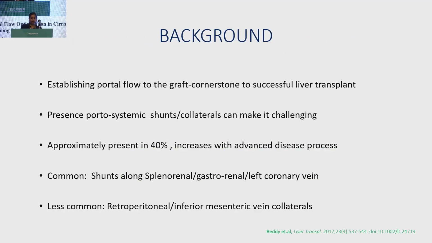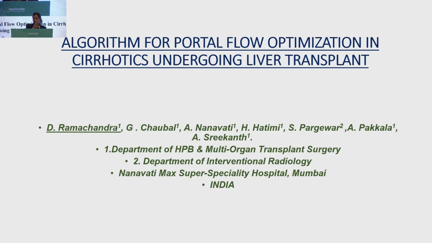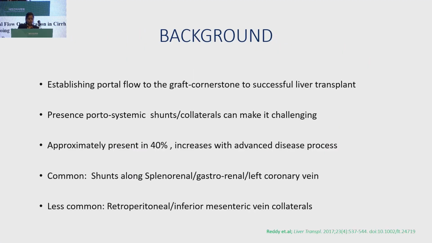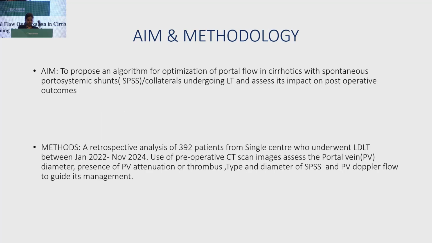I'll be presenting our algorithm for portal flow optimization in cirrhotics undergoing liver transplant. As we all know, establishing portal flow is the cornerstone for a transplant to be successful. Presence of portosystemic shunts or collaterals can make it difficult during transplant, and it is usually seen in about 40%. The common shunts are the splenorenal, gastrorenal, or the left coronary ones, and less common being retroperitoneal or inferior mesenteric collaterals.